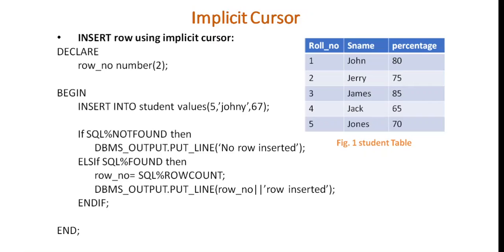Okay, and then the next statement is row number equals SQL percent row count. SQL percent row count is used to count the number of rows inserted or affected by the given cursor. And then by using the next DBMS output dot put line statement, we are just printing the number of rows inserted by the block. So this is a simple PL SQL block using an implicit cursor, with which we are inserting data into the table.